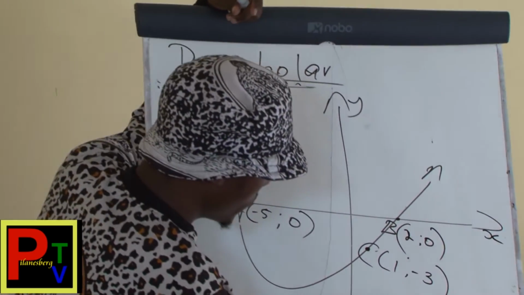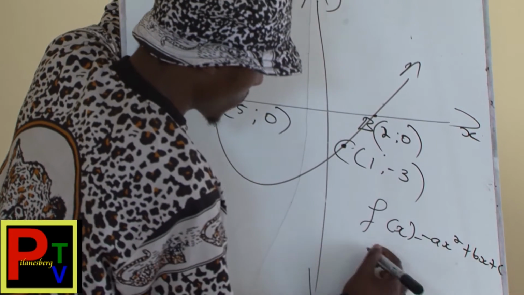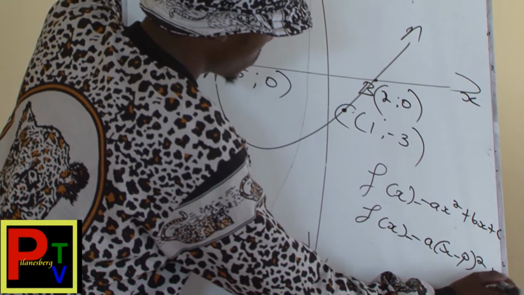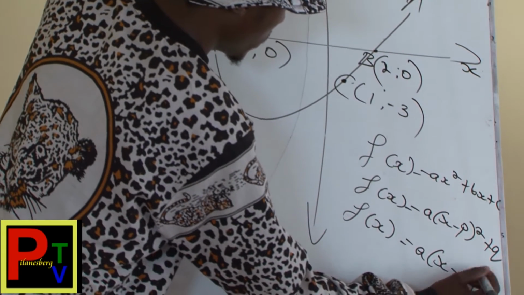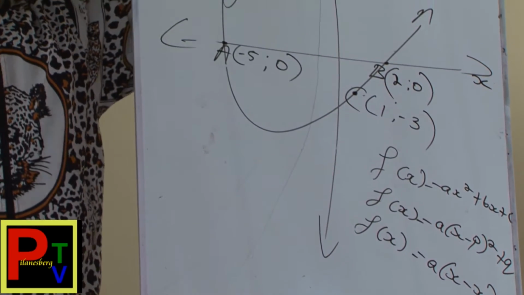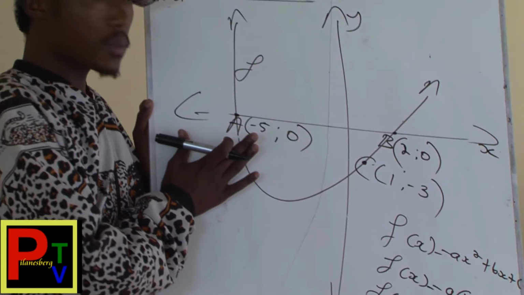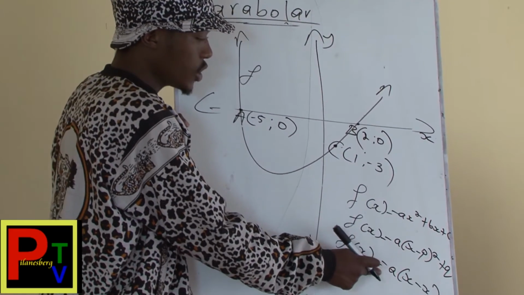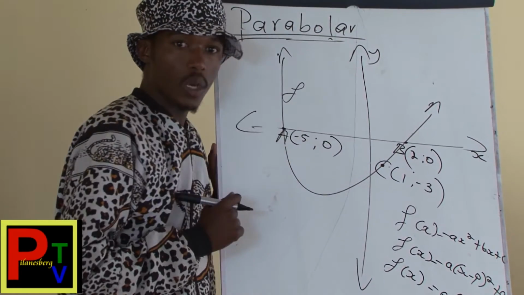Remember again, we are having this. f of x is equal to ax squared plus bx plus c. f of x is equal to a(x minus p) squared plus q. And f of x is equal to a(x minus x1)(x minus x2). Then you go back to your notes. We are having 3 different equations. We said this is the general one. Then use this one when you are given the turning point. Then use this one when you are given the x-intercepts and any other point that lies on your parabola.